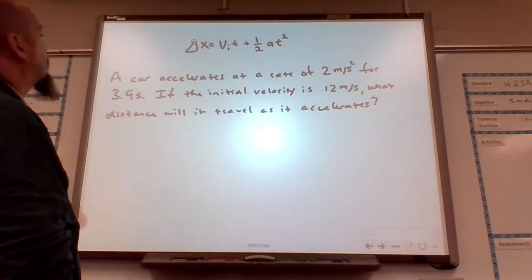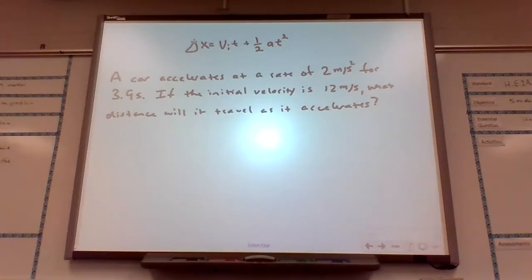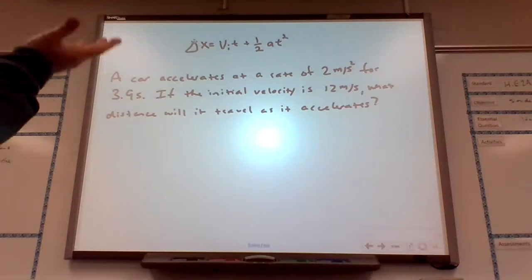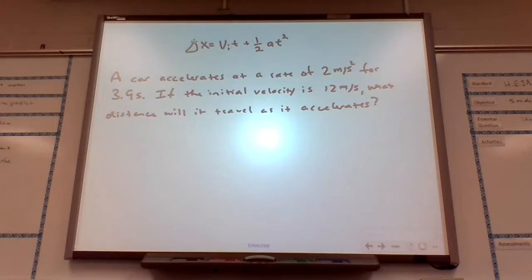All right, so a car accelerates at a rate of 2 meters per second squared for 3.9 seconds. If the initial velocity is 12 meters per second, what distance will it travel as it accelerates? Again, we can use the words velocity and speed interchangeably in this because this is linear motion, and the signs will take care of the directional components for us in our velocities.